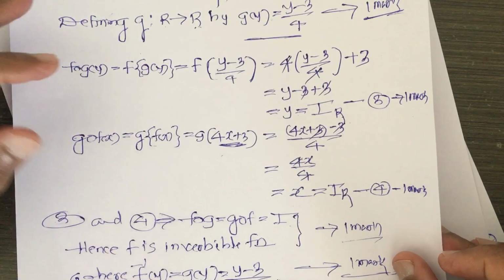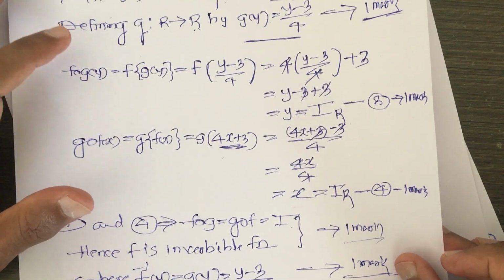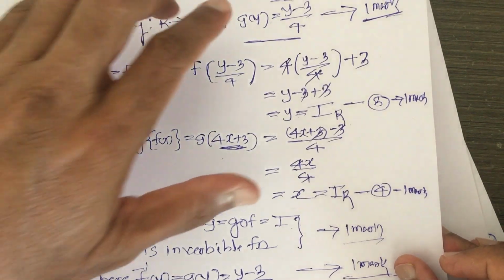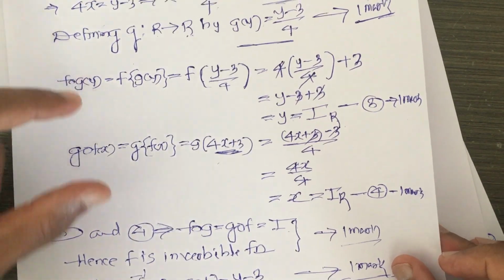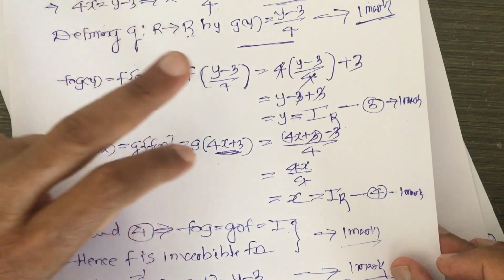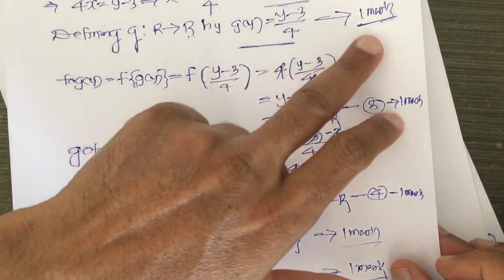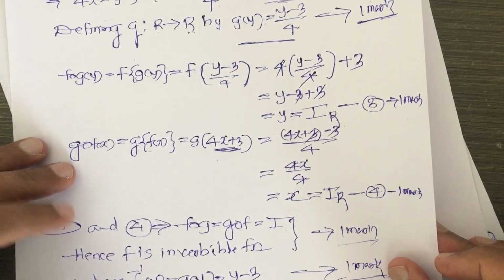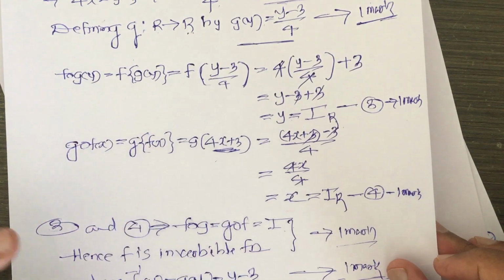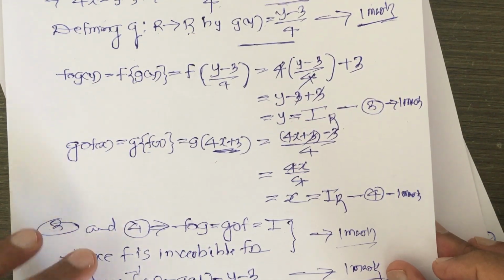Don't make any mistake. See how we found g of y, and we have to define g from B to A, which we should write, for which 1 mark is there. After that, f composite g and g composite f, you have to prove that they are I, and you have to write this step for which 1 mark is there, and finally writing the inverse.